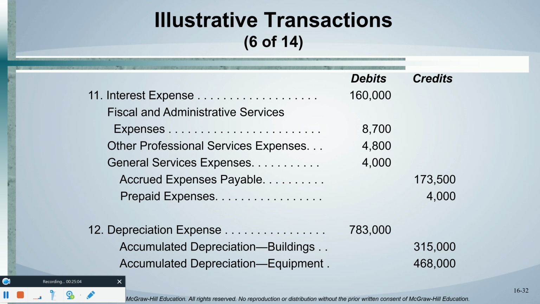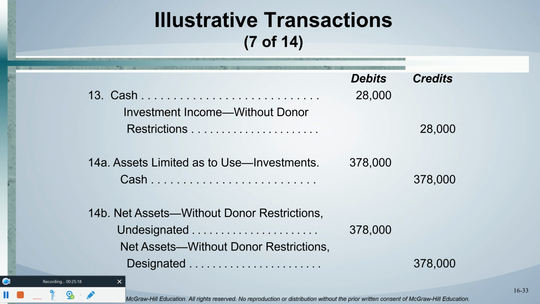Hopefully you're seeing these journal entries are pretty easy. You know, besides the first two, which was pretty unique to colleges and universities, the rest of them pretty much flow in normal accrual accounting that you've learned in prior accounting classes. Nothing that big here. Journal entry 13, some investment income was earned. Debit cash, credit investment income.